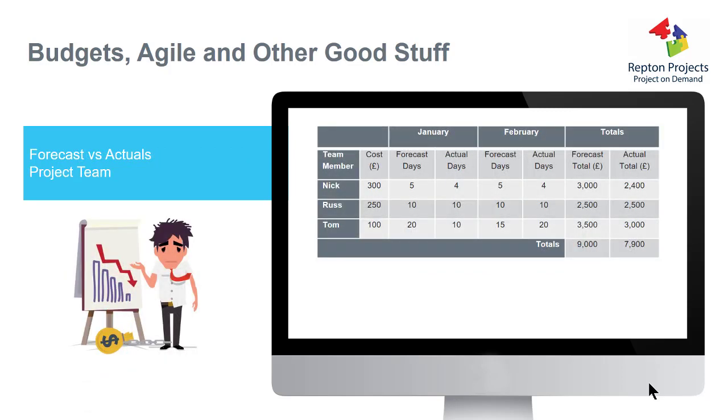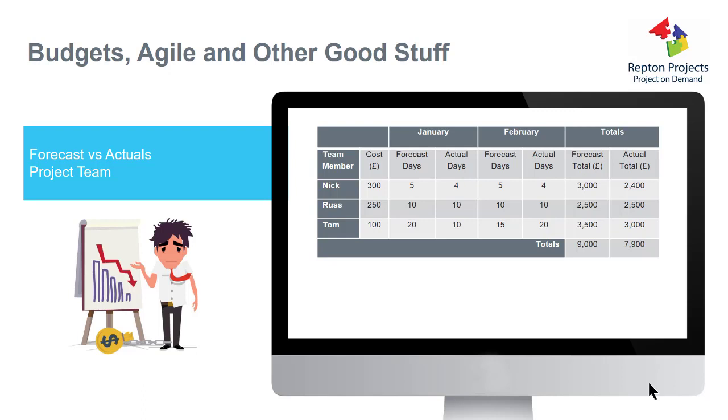So let's have a look at the cost management of the project team. You'll see that we've got 3 team members on this project, myself, Russ and Tom, and we're forecasting that they've got a unit cost which is different by each resource, and obviously that's quite often the case in project teams and internal teams. Your business analysts or your designers might cost you different amounts to your developers or your testers. So we have a unit cost per resource.